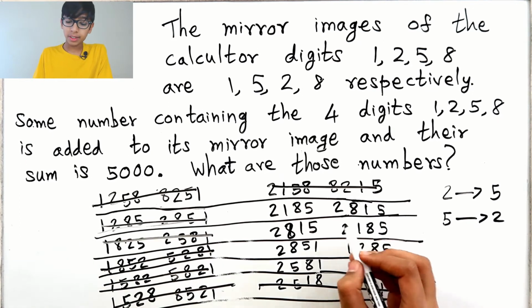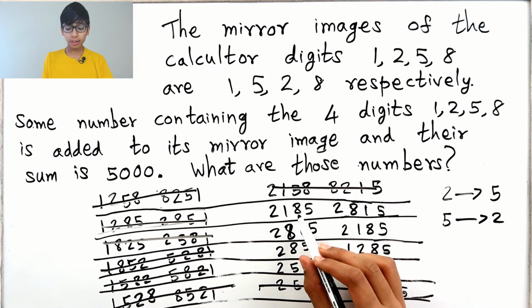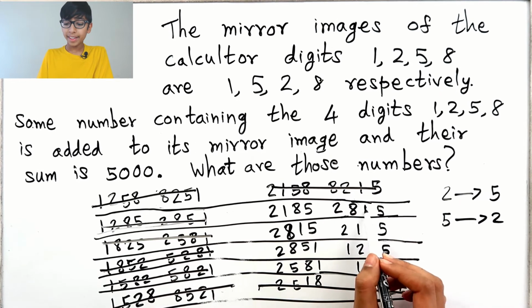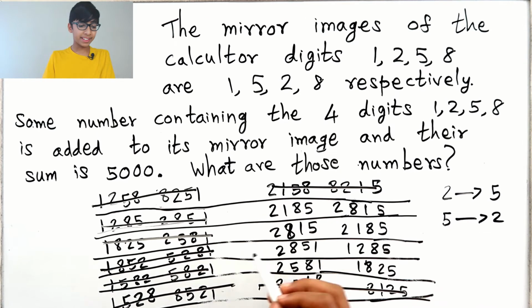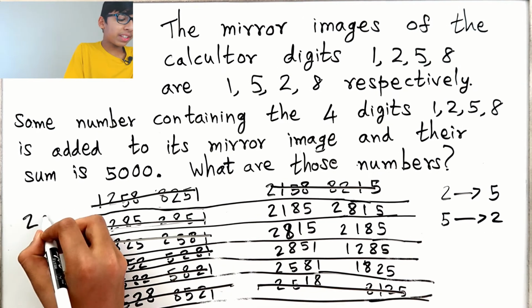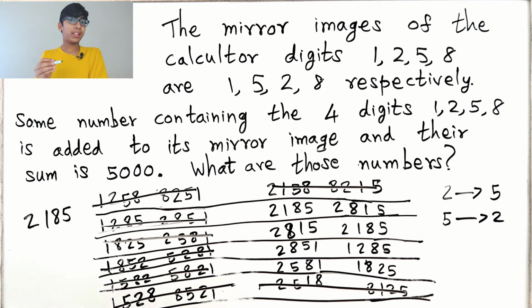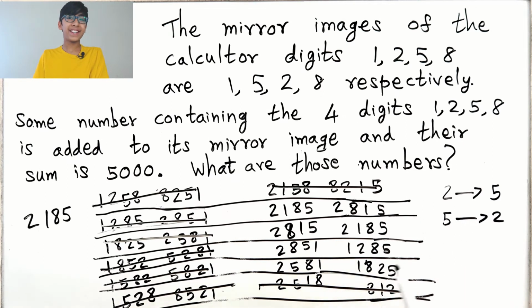Okay, so let's go here, 5, 5. Well, let's move it over here. 5,000. So if we add both of these, it equals 5,000. So that means the answer is 2,185. Well, it's actually not the answer, because it says what are those numbers, so there's more numbers. Let's cross this out because we already used it.